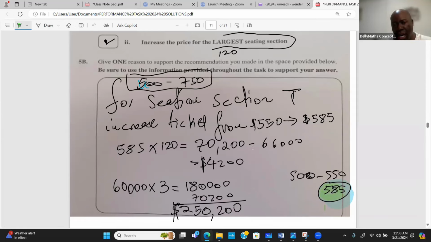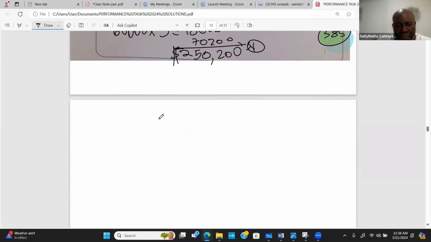So yes, I would suggest that we increase the largest seating capacity by just adding another $35 on it, selling the tickets for $585. That should top it off for us to meet our target, and everybody still feels not robbed, like they're paying too much at the same time. All right, so basically that's it.